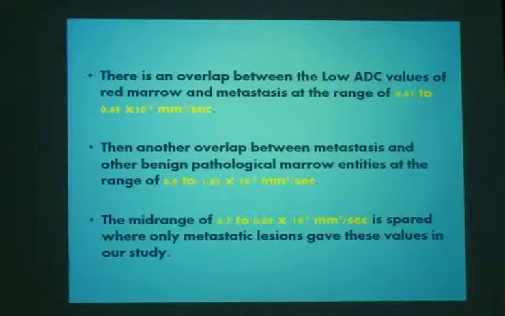But again, I can conclude that this is definitely not the cutoff. Whenever I see a 0.7 or 0.8 lesion, this doesn't necessarily mean it has to be a metastatic lesion. You have to rely on the other tools, not just the ADC value.